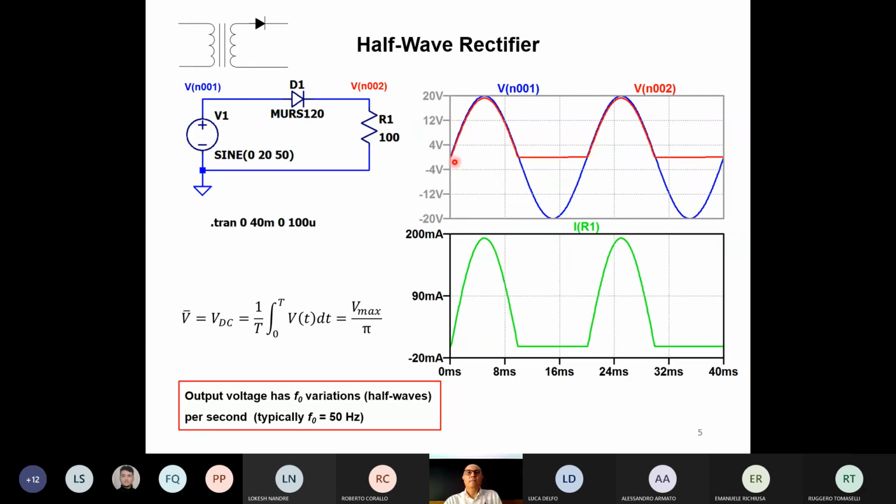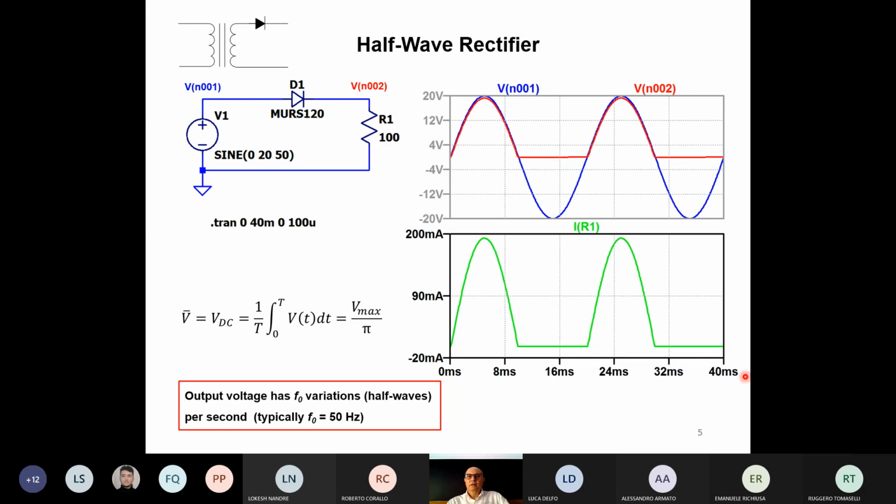If you see here, the input voltage, as we expected, is a 20 volts peak sinusoidal wave, the blue one. It goes up and down. The timing scale we can take from the bottom. We have 40 milliseconds for 2 full waves. So 1 full wave is 20 milliseconds, which is 50 hertz. That's the net frequency.